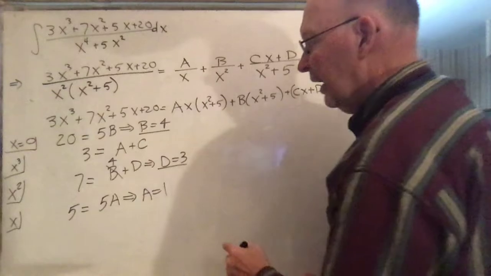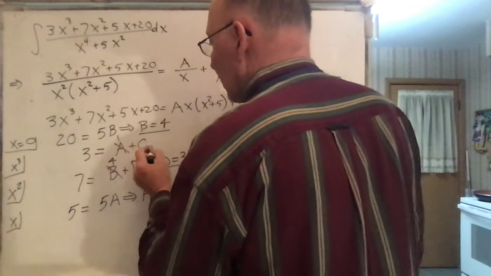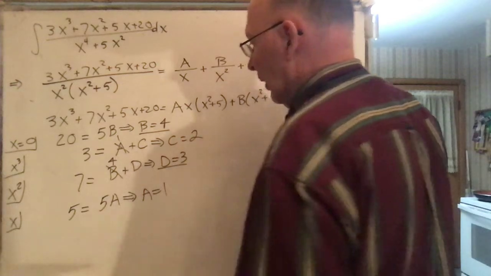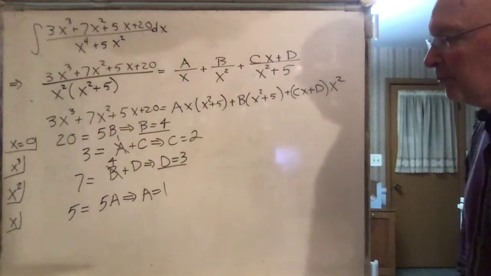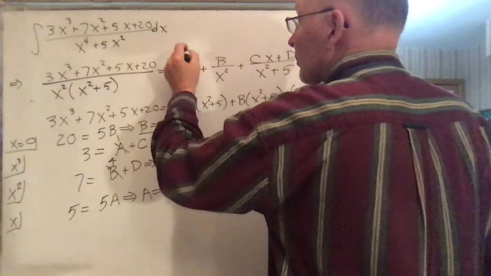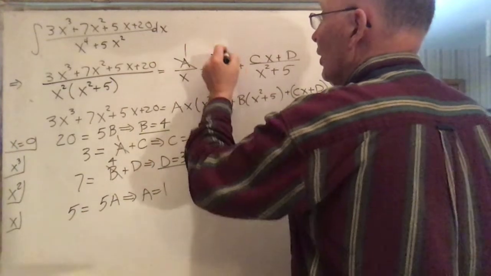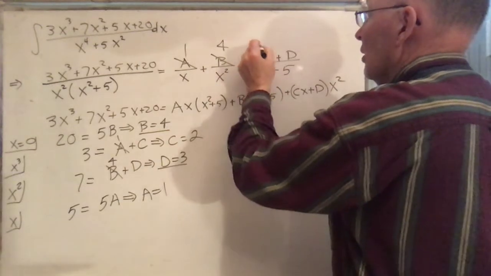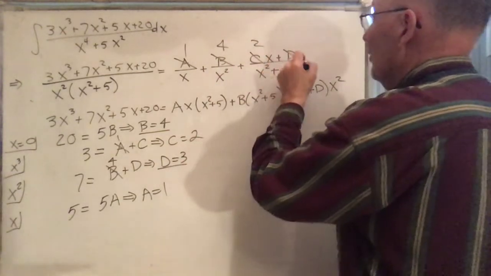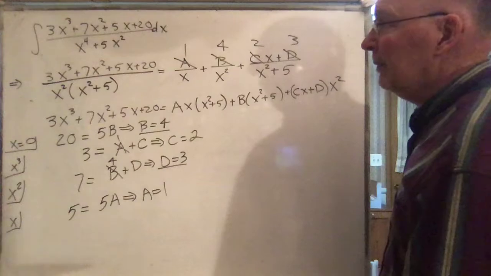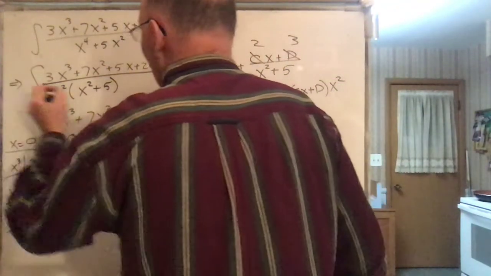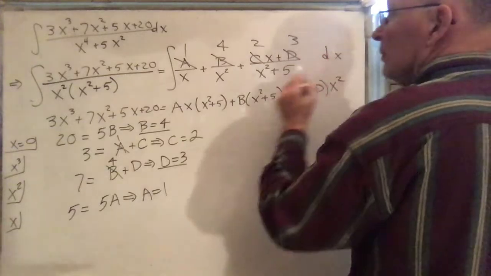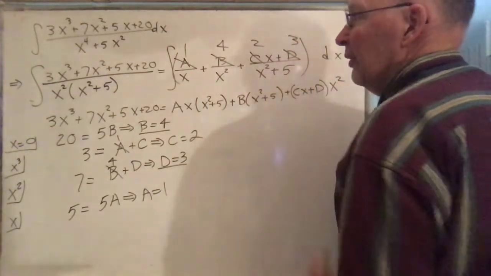And now that I know that a is equal to 1, I see that c has got to be 2, just as I promised. 1, 2, 3, 4. See that? So a is equal to 1, b is equal to 4, c is equal to 2, and d is equal to 3. Okay? So you've just done a whole lot of algebra there to be able to do that.